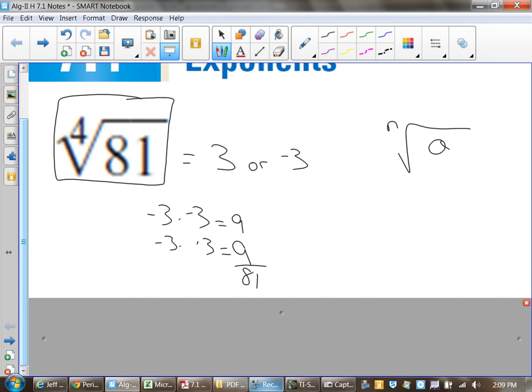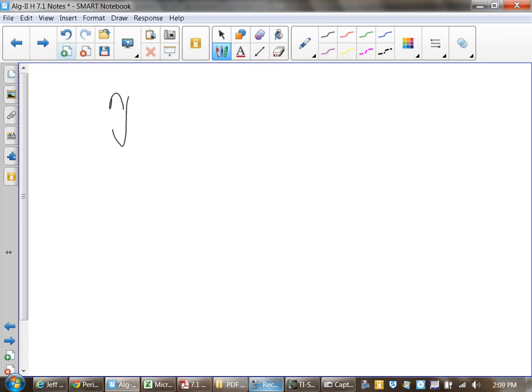To rewrite an nth root into a rational expression, all you do is take, well, let me put it on the sheet. I'll use the fourth root of 81 as our example. This is our nth root. To get this to look like a rational expression, it's a to the 1 over n.